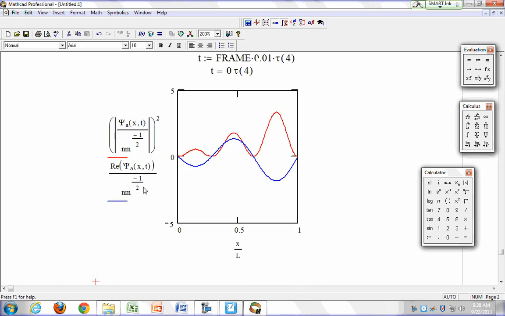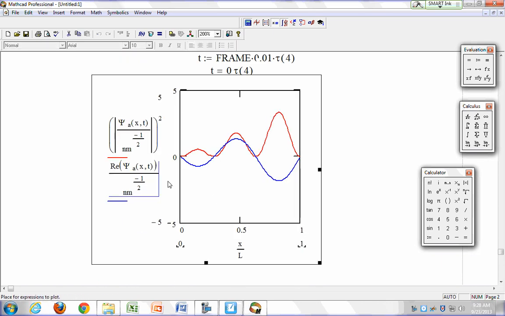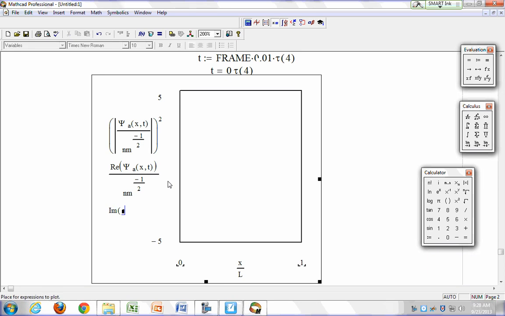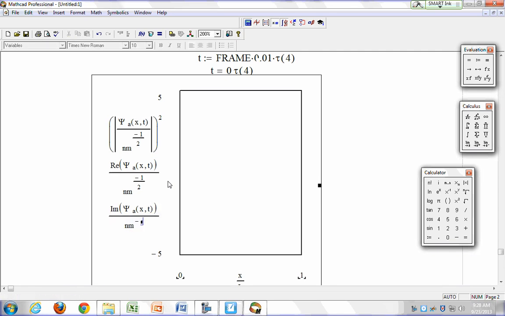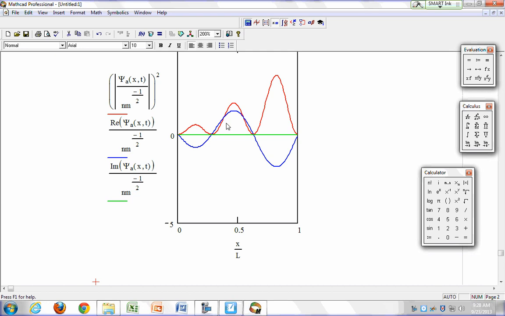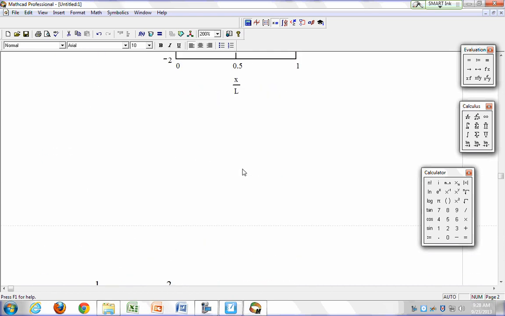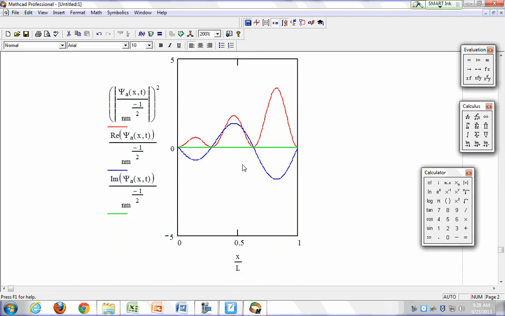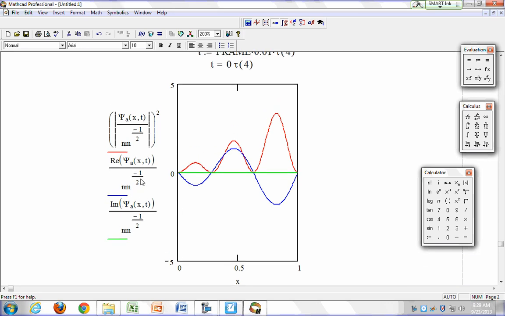And that's the real part, comma. And the imaginary part would be capital Y, control G, dot A, xt, over nanometer raised to the negative 1/2. And there's your imaginary part. When time is 0, then you don't have any imaginary part. What is the difference between RE and IM? Yes, those are predefined functions in Mathcad. RE is the real part of a complex number, and IM is the imaginary part of a complex number.